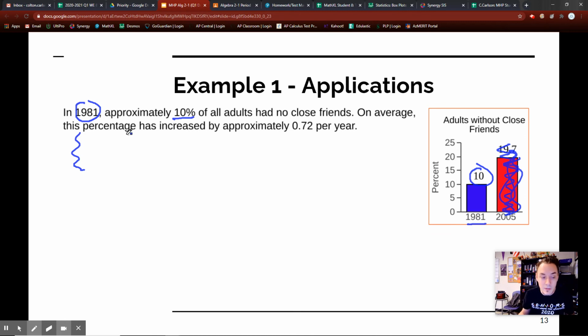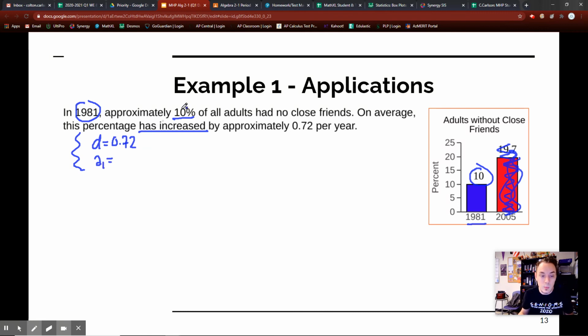Now, on average, they say, this percentage has increased by approximately 0.72. So when I read "has increased," that should signify that this is actually my common difference. Each year, it has a constant difference or addition of increasing 0.72. So this is 0.72 per year.